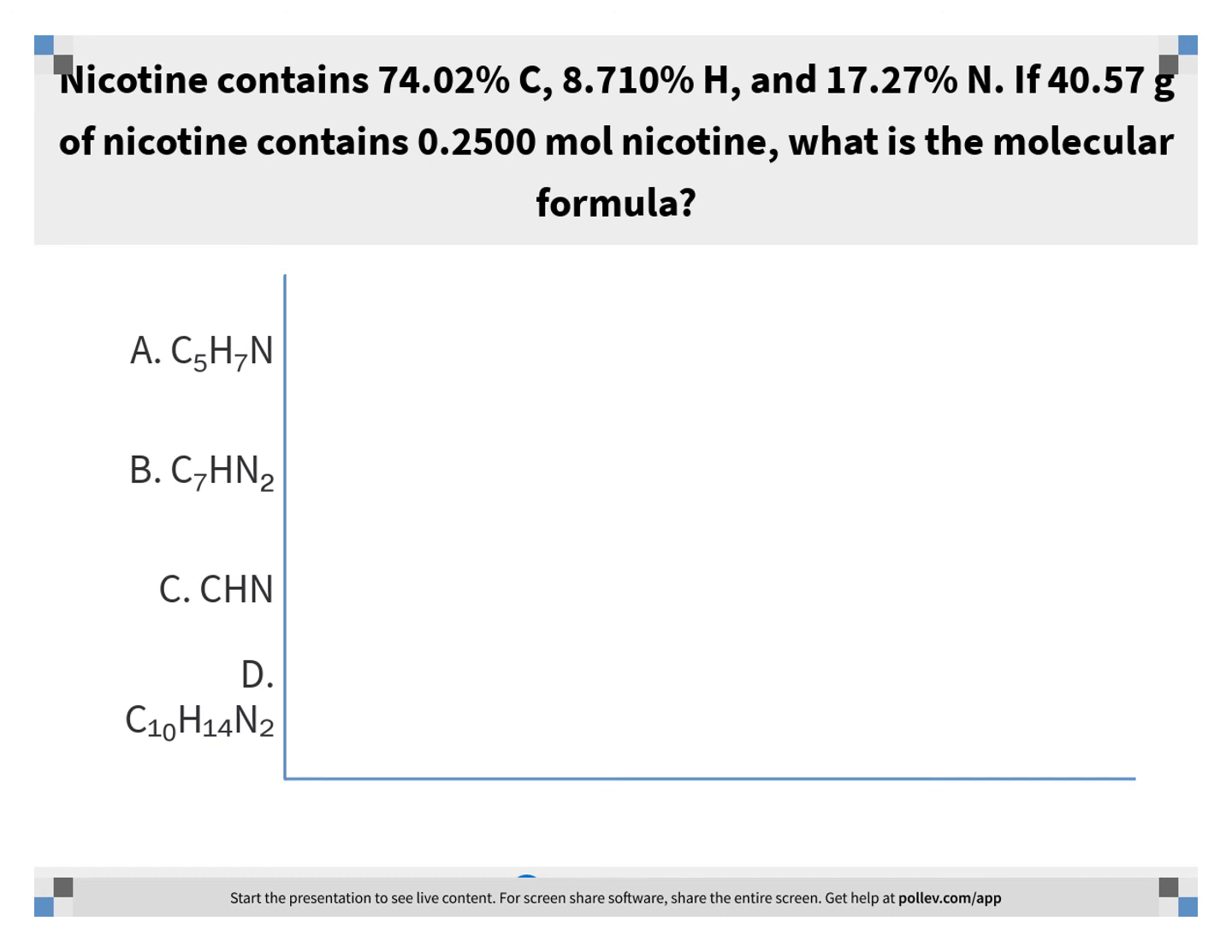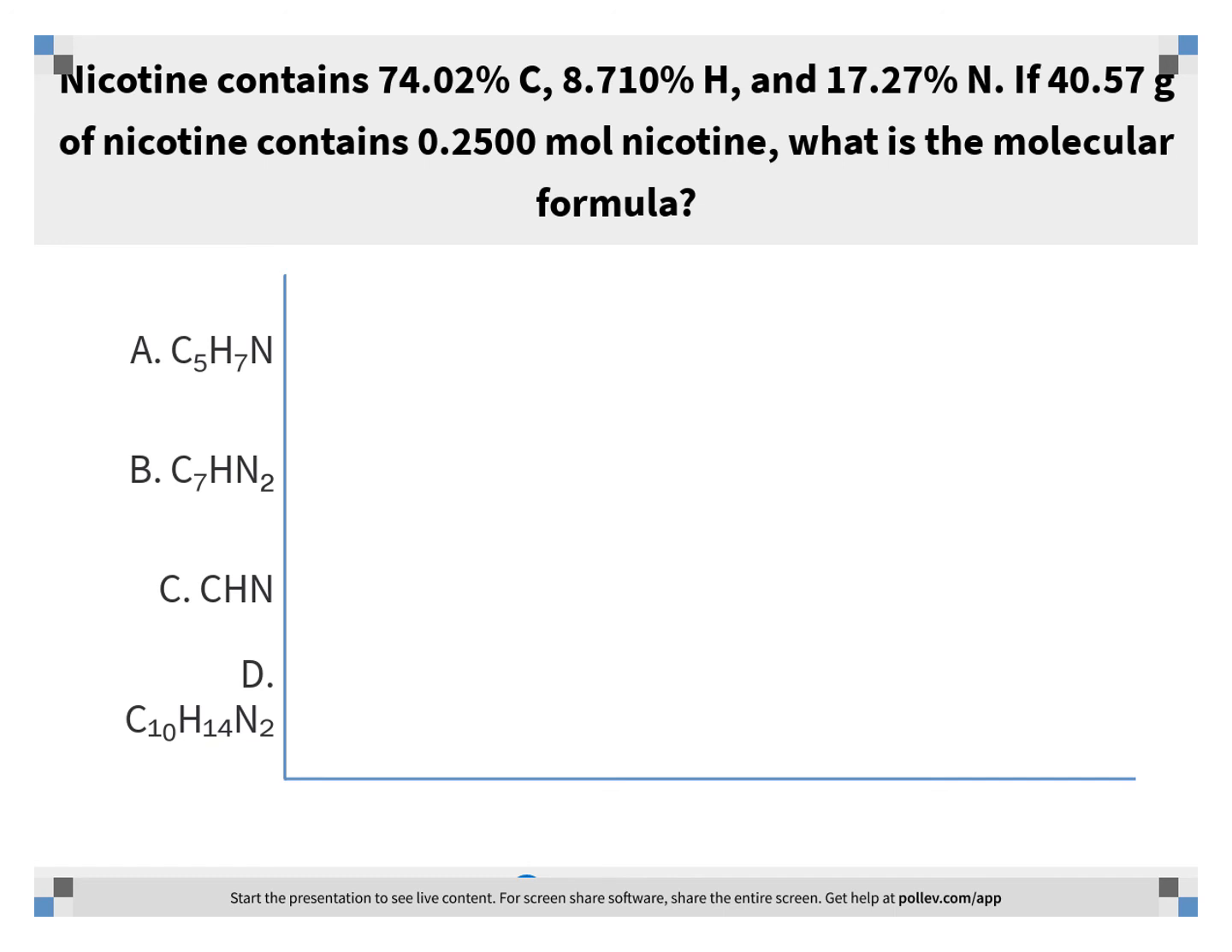C10H14N2. When we go through the steps of changing percent to grams, grams to moles, and dividing by the lowest number of moles, we get an empirical formula of C5H7N, which would be A, but that's not necessarily our answer, because it is only the empirical formula. We need to know the molar mass of the compound to see if that is the true molecular formula. To find that molar mass, we take 40.57 grams, divide by 0.2500 moles.